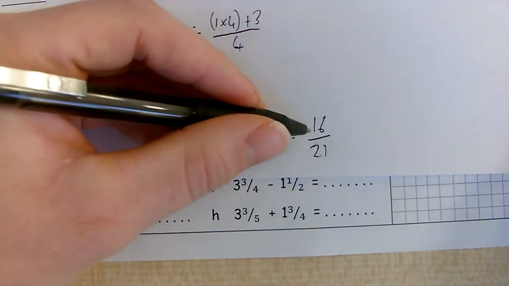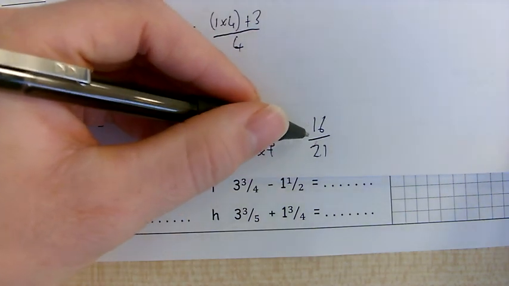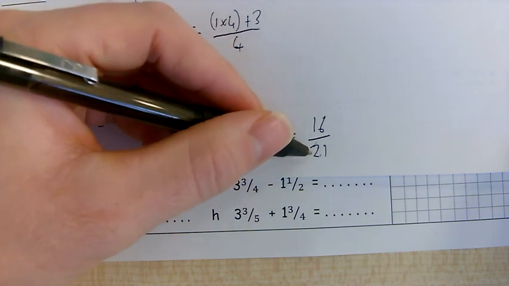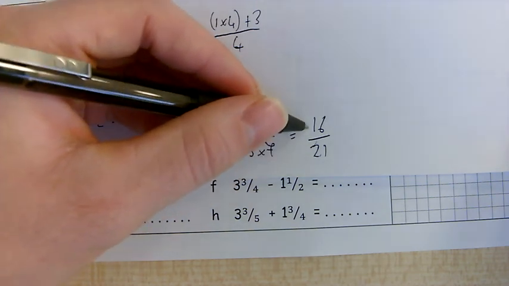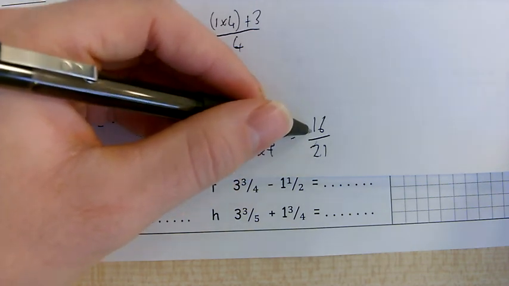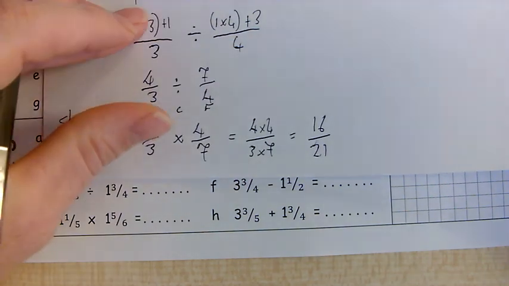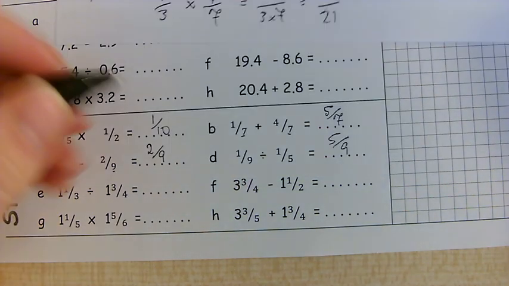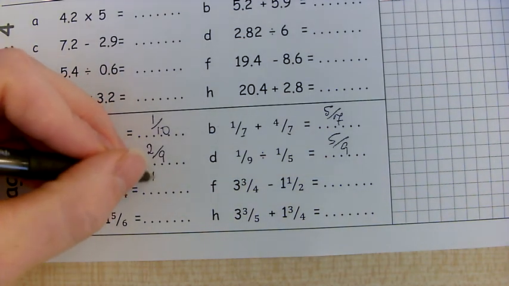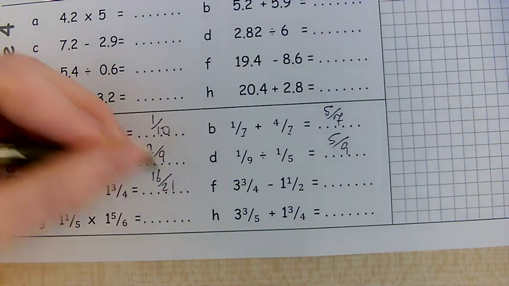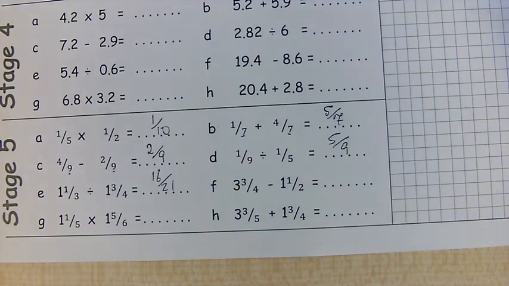Again, I don't think I can simplify this. 2 doesn't divide into both of them. Neither does 3. Neither does 5. Neither does 7. So it looks like this is fully simplified. We can't do any more with it. So the 16 over 21 is our final answer on this one.